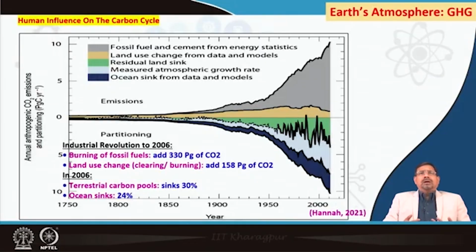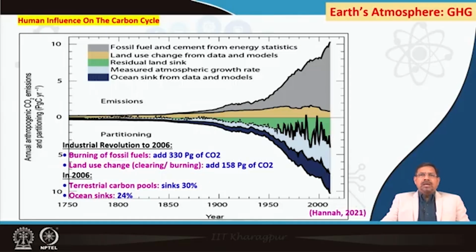Coming to the human influence on the carbon cycle, again this is a very beautiful representation that clearly gives us an indication of how vividly our anthropogenic activities are contributing to the recent rise in temperature. Yeah, if you see here, the x axis is plotted from 1750 to 2010.